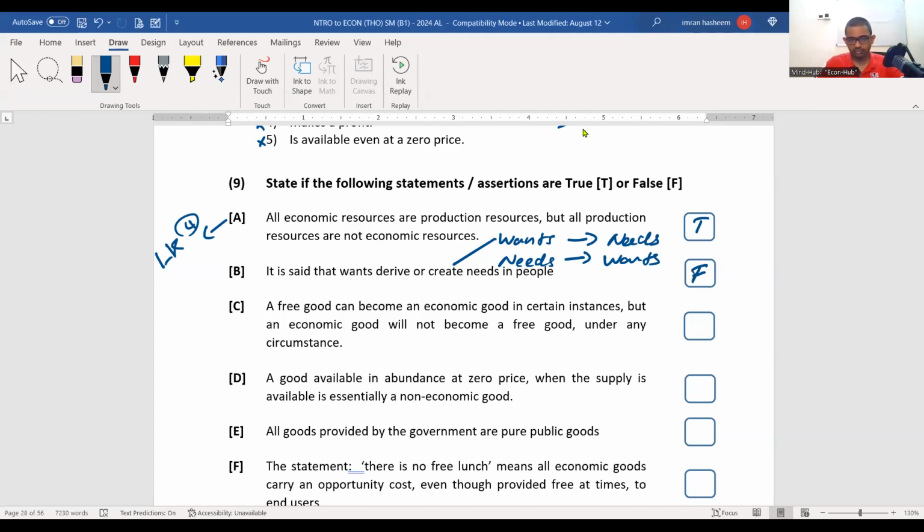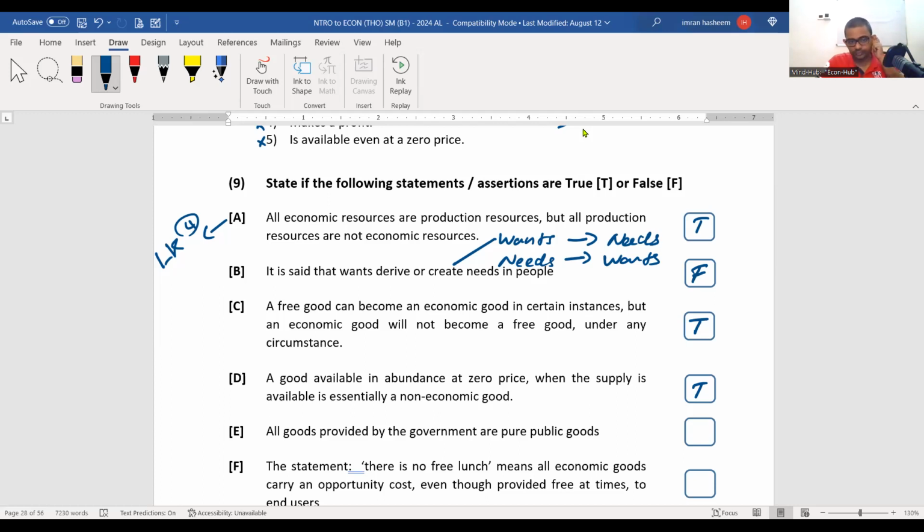A free good can become an economic good in certain instances, but an economic good will not become a free good under any circumstance. Absolutely true. We talked about it, right? Remember that whole free lunch story? We are clear. Then D, a good available in abundance at zero price when the supply is available is essentially a non-economic good or a free good. That is true. That is a definition of a free good.